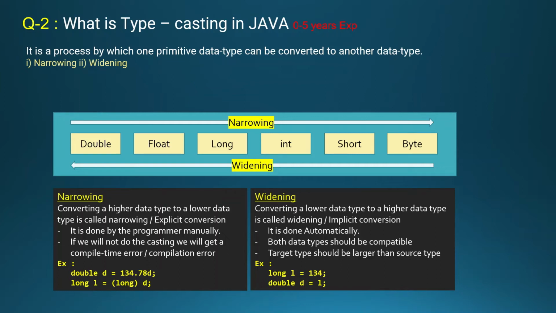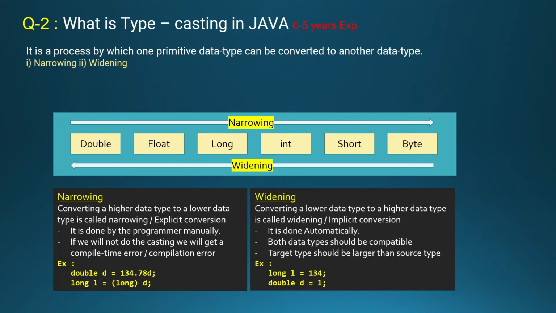Let's say we have the data types double, float, long, int, short, byte, right? These are all numeric and decimal types. Now if you see, double is the largest one and byte is the smallest one. If you are converting a larger one to a smaller one, that is called narrowing. If you are converting from a smaller one to a larger one, that is called widening. So basically narrowing is traveling from double to byte and widening is the reverse one. Let's see the differences.